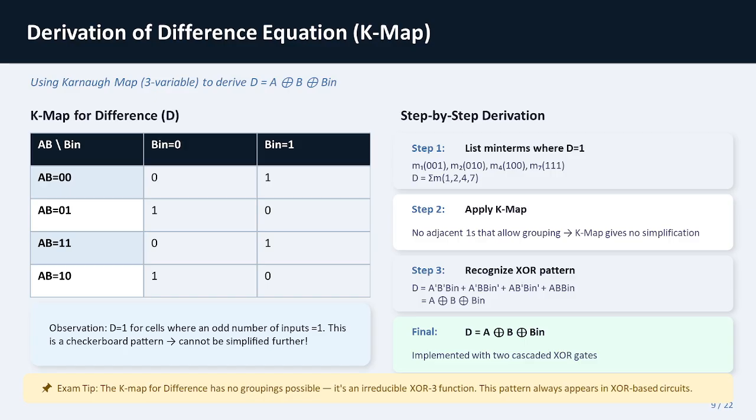Okay, so why we need this difference equation from the K-map? If you are using the K-map to derive the difference equation for a subtractor, it is mainly used to create the simplest and most cost-effective circuit. So the K-map is used to minimize the hardware cost. How is it going to minimize it?